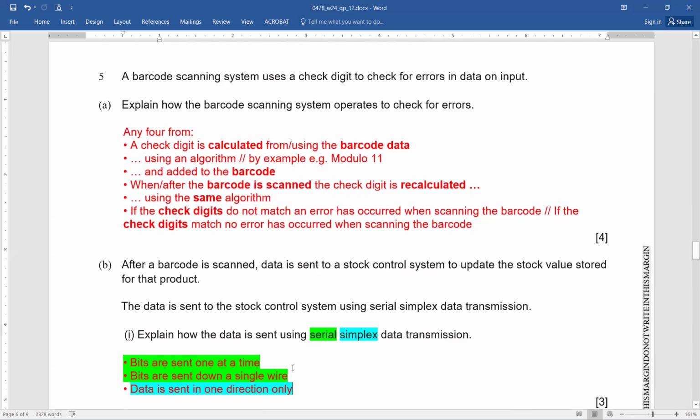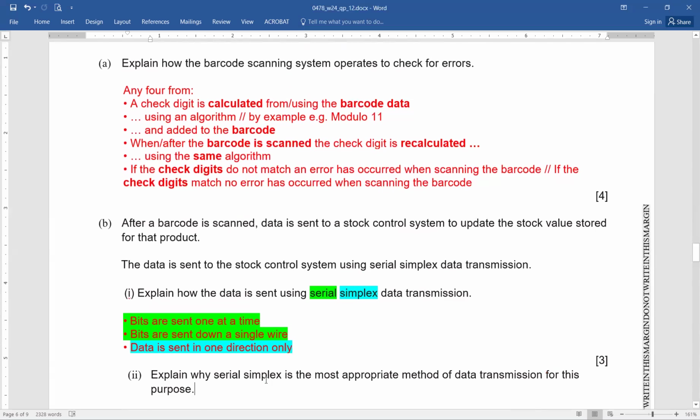accurately. The next one is simplex. And simplex means one direction only, and that is going to give you another mark. So 3 marks are yours if you have actually understood how to break down your question and write the right answer. Now, explain why serial simplex is the most appropriate method of data transmission for this purpose.